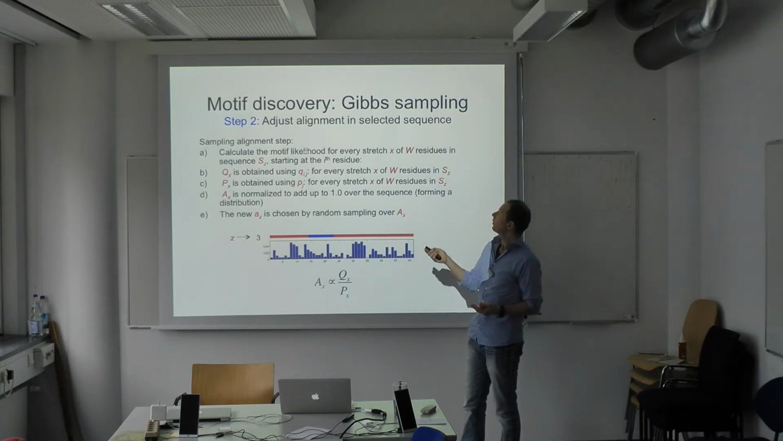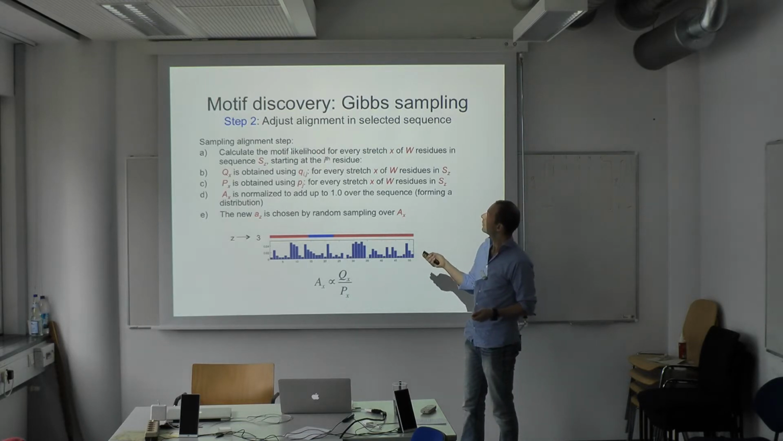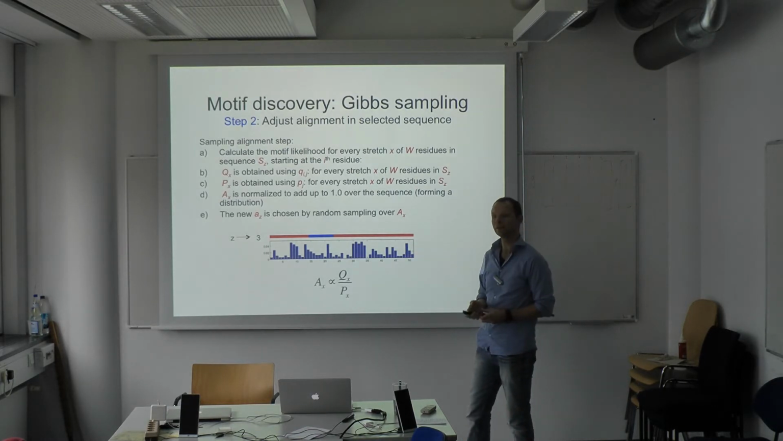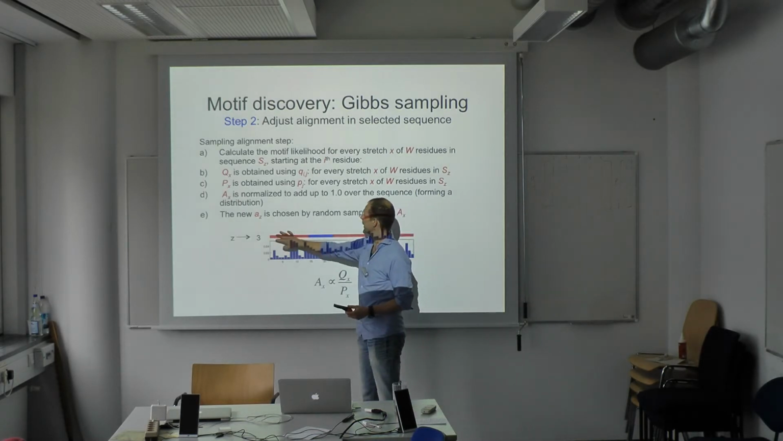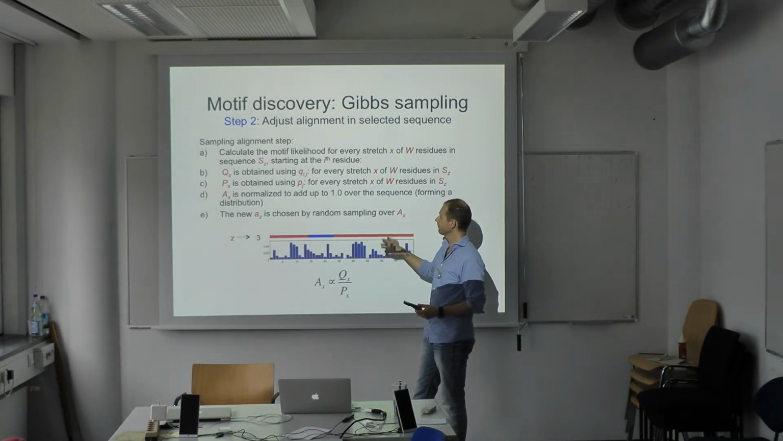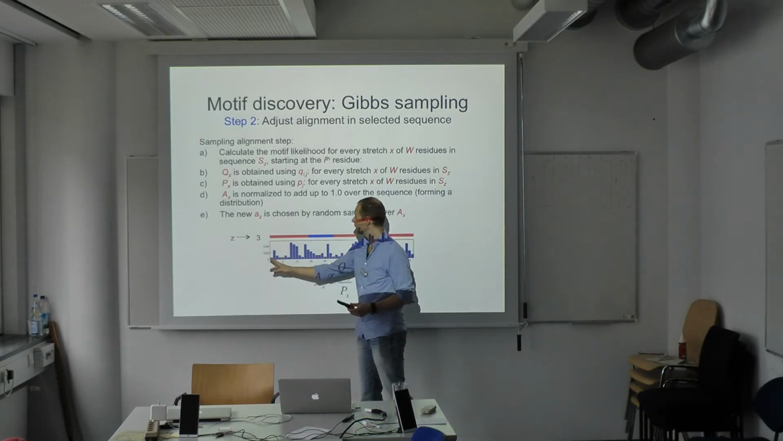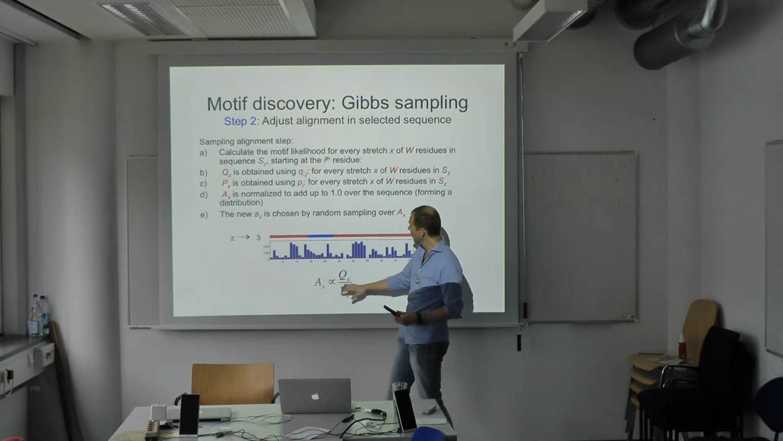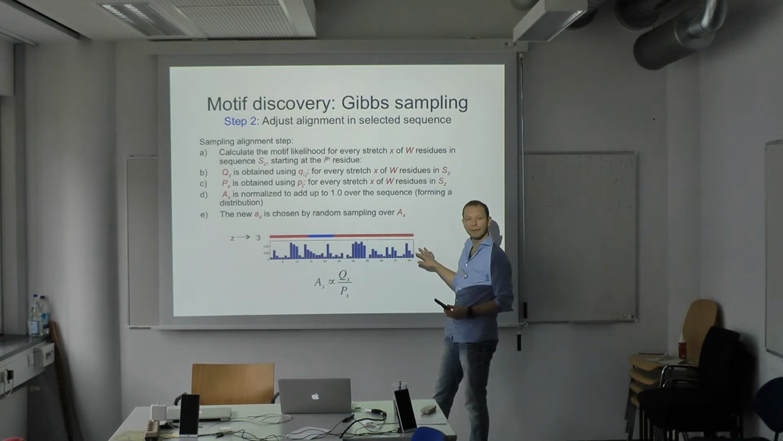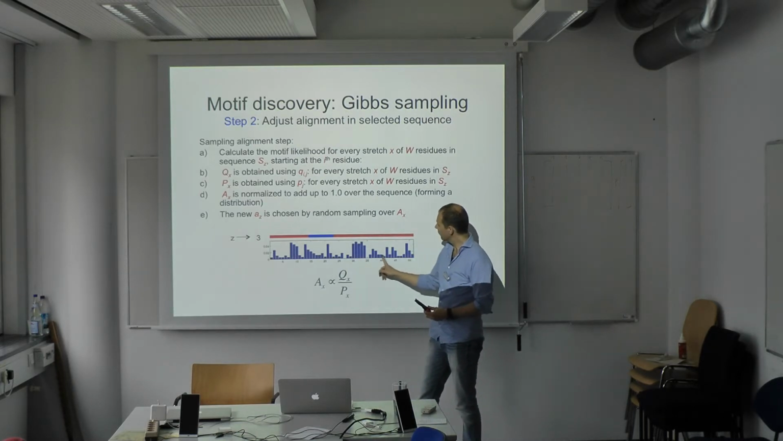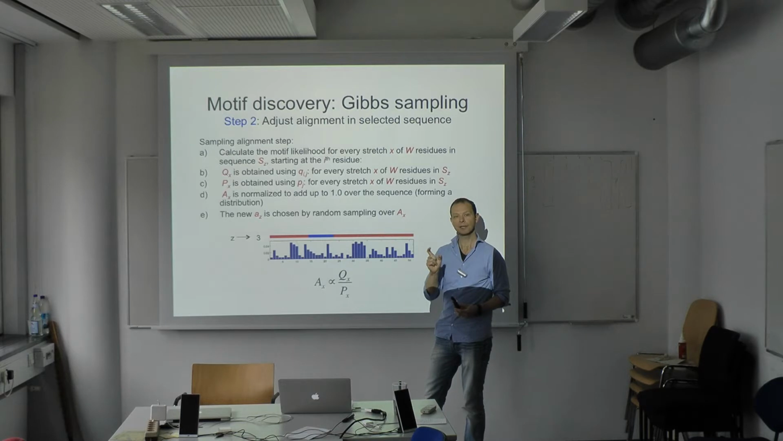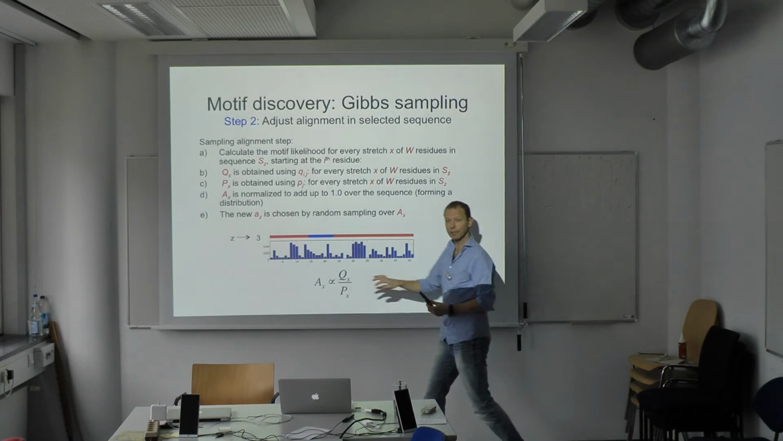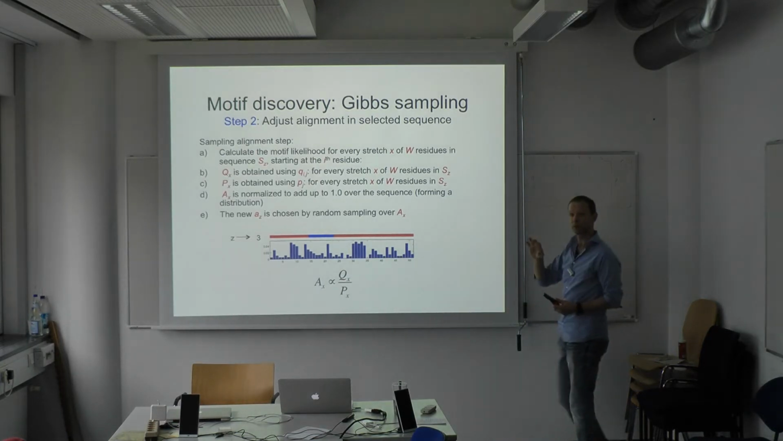Now we get to the sampling of the alignment step. We're going to adjust it in the selected sequence. So now we bring back our withheld sequence, and we're going to score it. So we're going to generate a histogram. This is actually a probability distribution because we're going to normalize it so it adds up to 1. And we're going to assign a score to each of the positions here, which indicates the fit to this profile, divided by our background. So it's a ratio between the two.